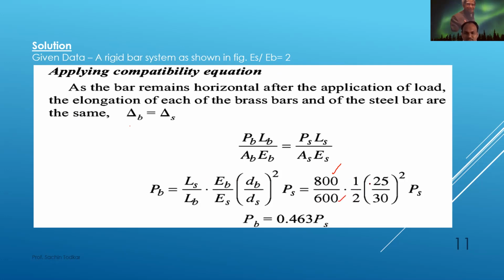After putting all these values here, somebody may ask why it is radius square only, why there is no pi. Because pi by 4 gets cancelled throughout, that's why only radius square is there. And we get the equation as PB is equal to 0.463 PS, as your first equation, due to compatibility.